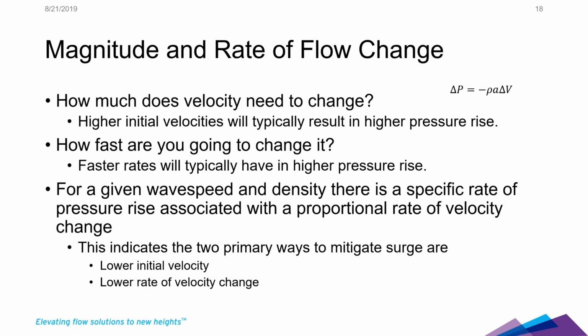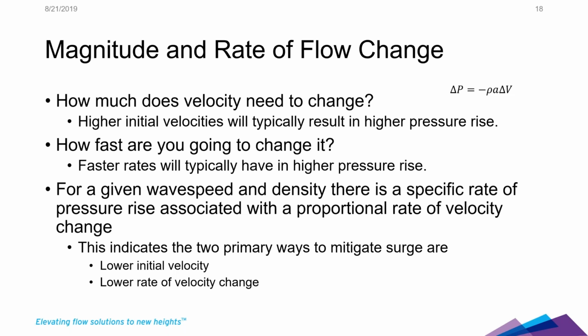This indicates there's really two primary ways to directly mitigate surge: having a lower initial velocity, and no one likes to hear that, but that's really the case, and a lower rate of velocity change. That's all at the core of this. That's what relief valves do. That's what surge accumulators do, is they lower the rate of velocity change. But that's not what you typically think about, but that's at the basic physical level what they're doing.